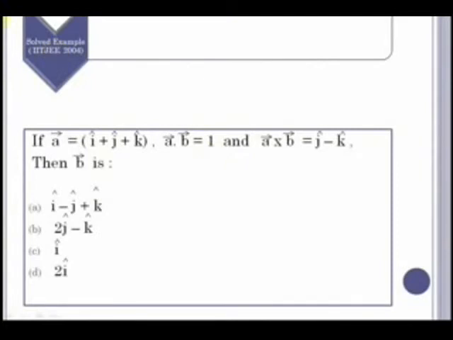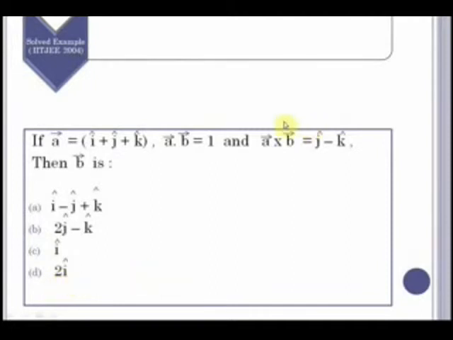Now let's try to solve an example based on the above concept. This problem appeared in IIT JEE 2004 and it says that if vector A is equal to i cap plus j cap plus k cap, also A dot B is equal to 1 and A cross B is equal to j cap minus k cap, then vector B is: option A is i cap minus j cap plus k cap, option B is 2 times j cap minus k cap, option C is i cap, and option D is 2 times i cap.